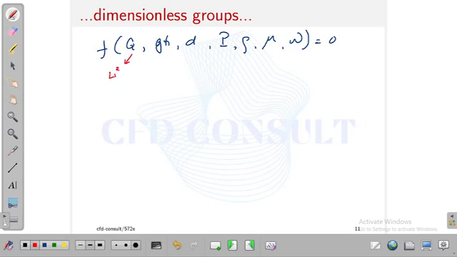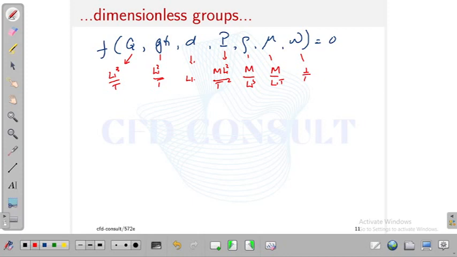So the discharge is length cubed over time, the volume flow rate. For gH, the dimensions are L squared over T squared. For D, the dimension is L, length dimension. For power, the dimension is M L squared over T cubed. For the density, the dimension is mass per unit volume, M over L cubed. For the viscosity, the dimension is mass over L T. And for the rotational speed, the dimension is 1 over T.